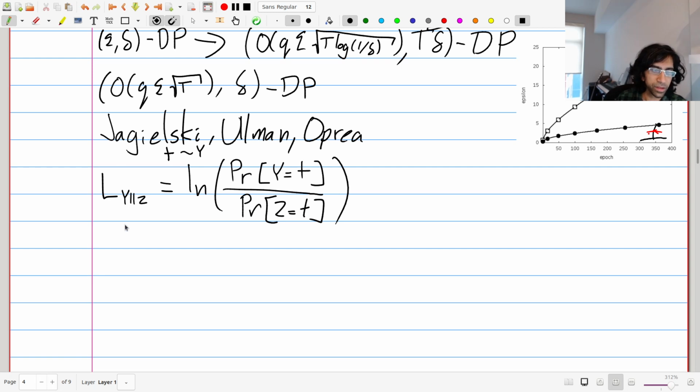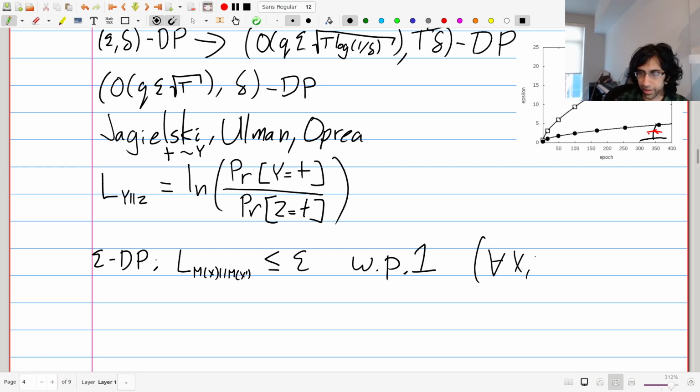So what did epsilon-DP say? It said something along the lines of: the privacy loss random variable of M on x with respect to M on x prime, where x and x prime are neighboring data sets, is less than or equal to epsilon with probability 1, for all x and x prime neighboring. So this is what epsilon differential privacy says. We've already talked about this before, but it says that the privacy loss random variable is bounded above by epsilon in magnitude.